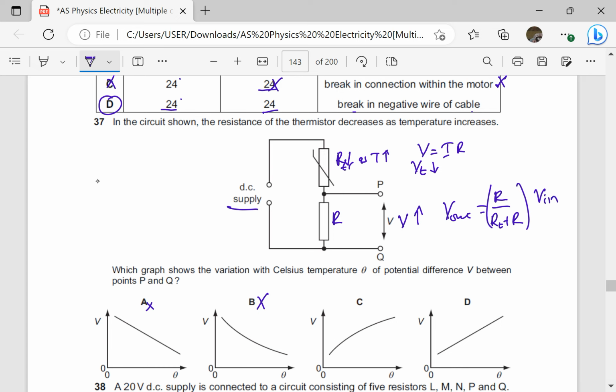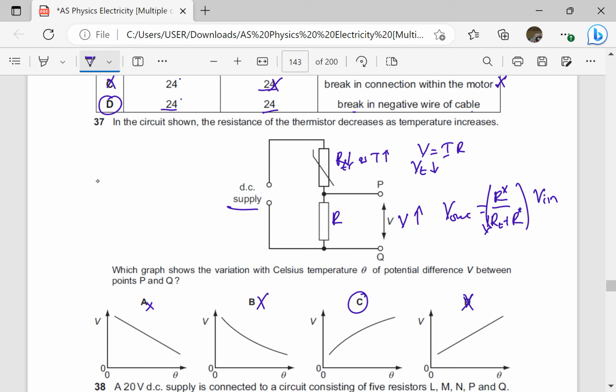Remember, we have just said that if the PD across the thermistor decreases, it means the PD across R increases. But note, for the PD across R to increase, it means, of course, this R is fixed, and the R of the thermistor is the one which is decreasing. And this decrease can never be linear, which means this is going to be wrong, so our answer is going to be this.